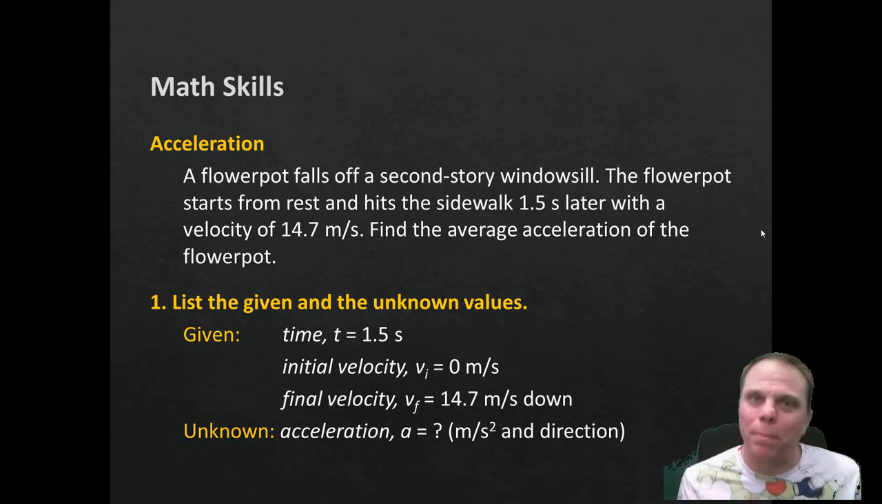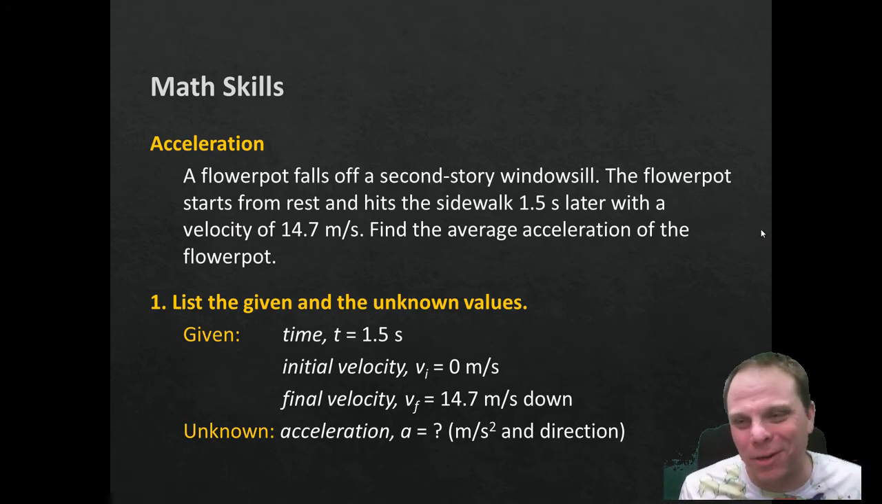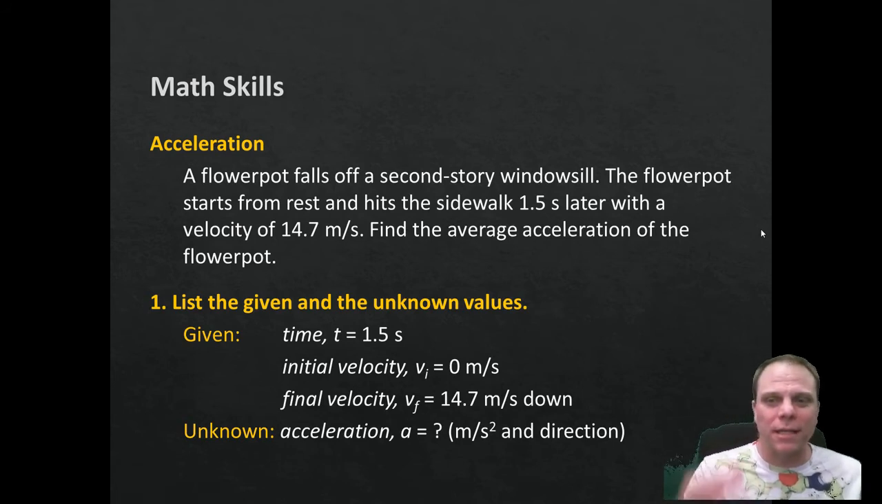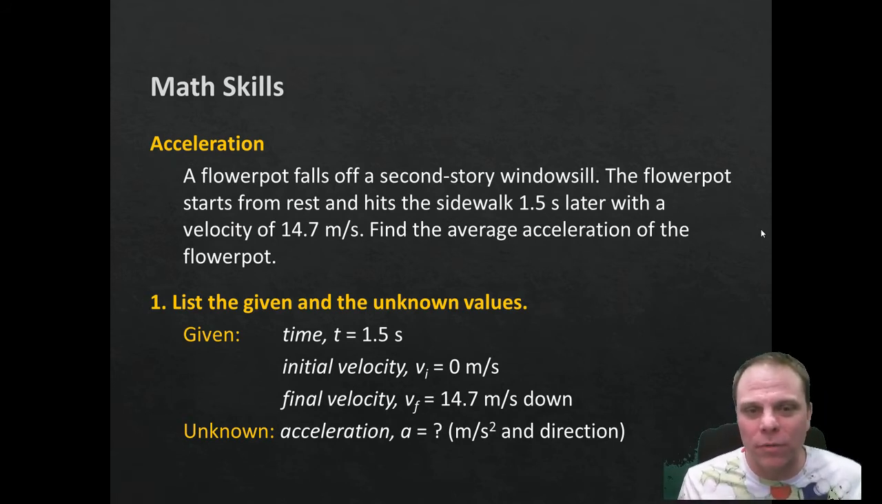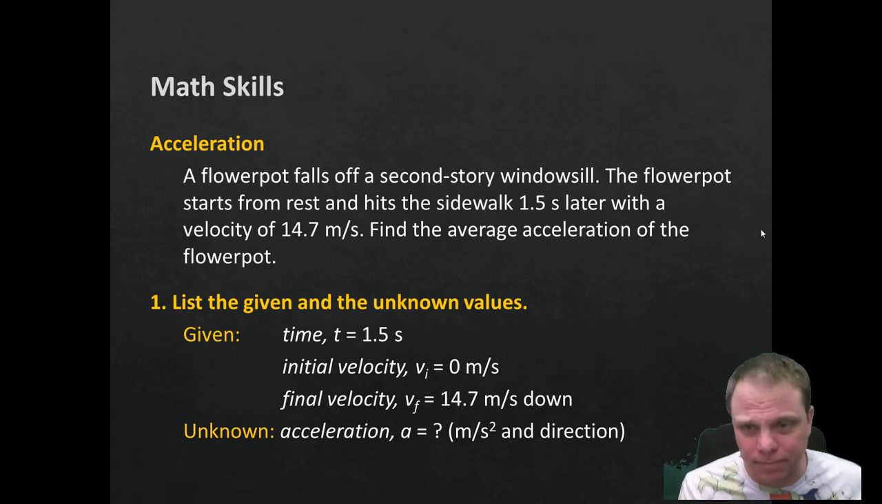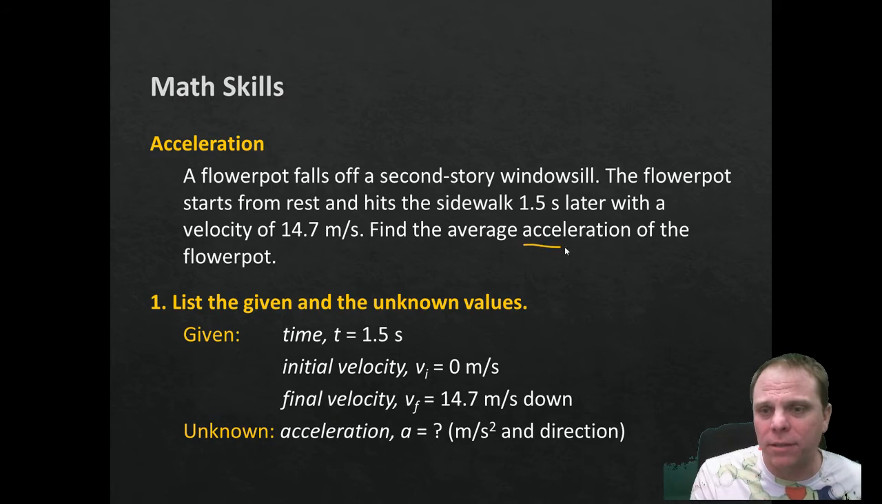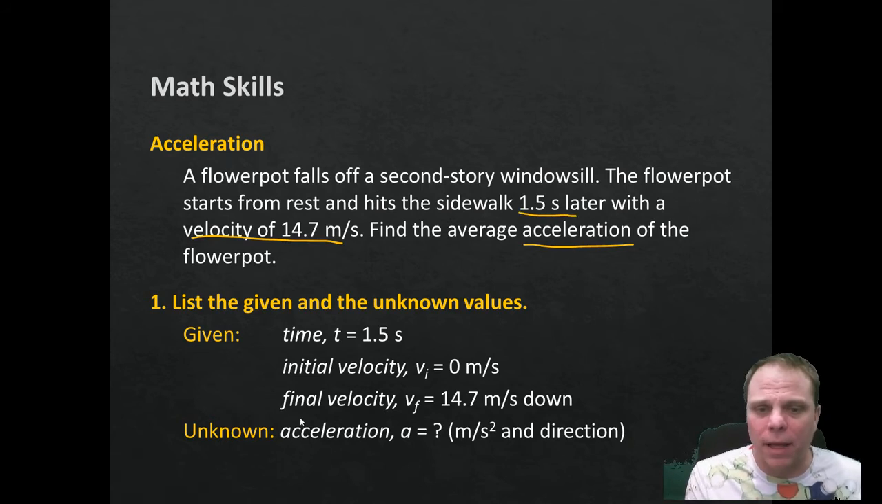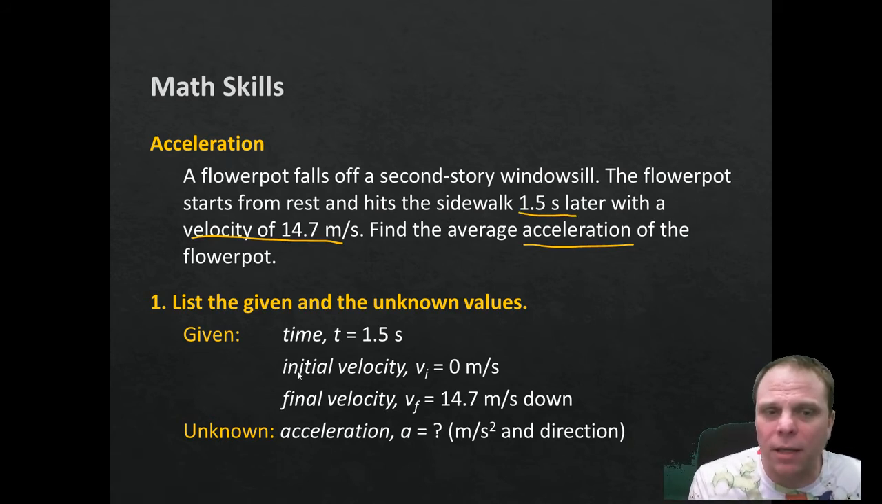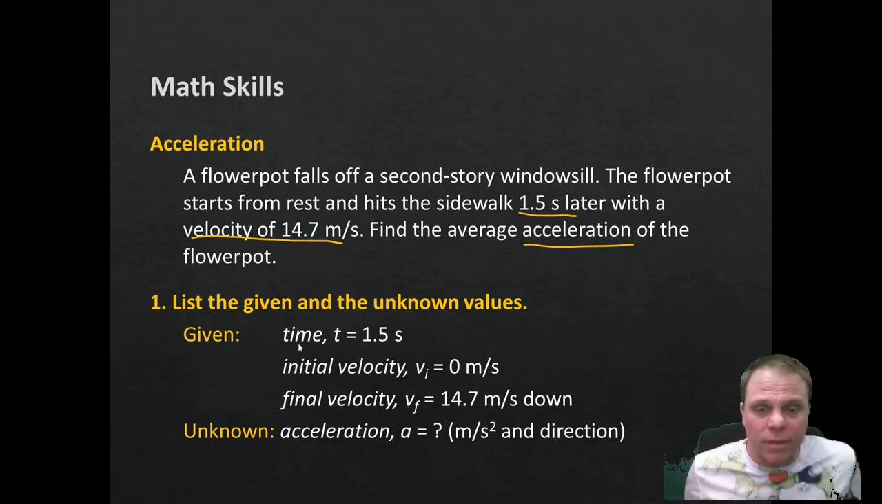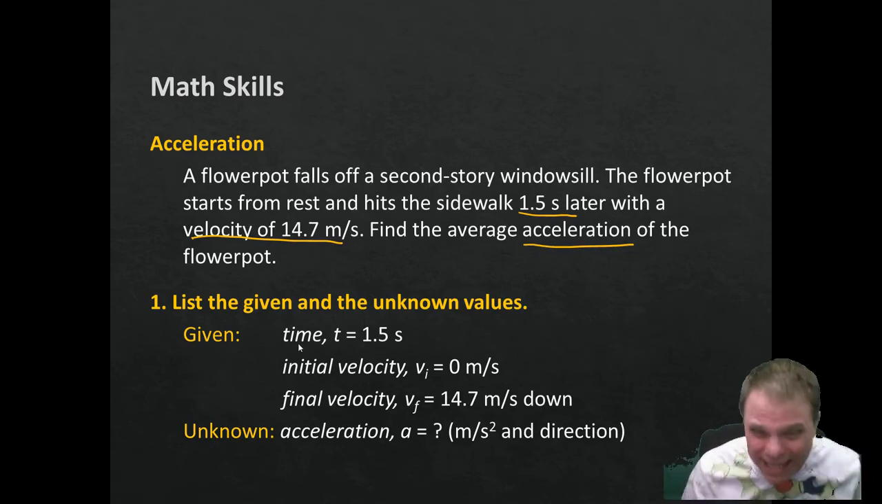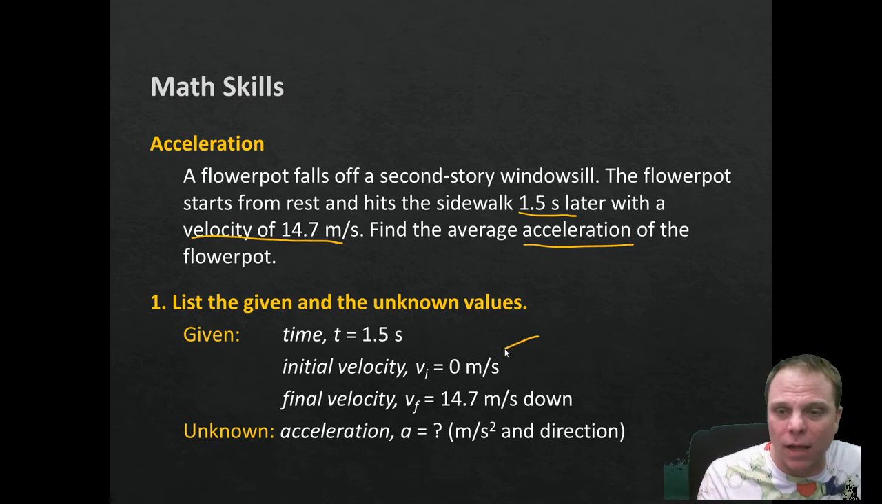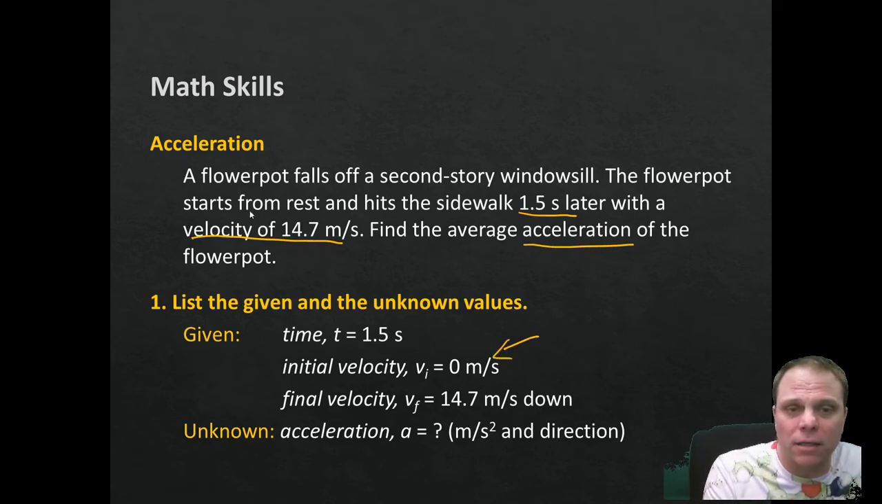Flower pot falls off a second-story windowsill. Flower pot starts from rest and hits a sidewalk 1.5 seconds later with a velocity of 14.7 meters per second. Find the average acceleration of the flower pot. So we're finding acceleration, and we have to think about what we're given: velocity and time, right? And the other thing that we are given, but you don't see that we're given, is the initial velocity. Because why? It starts from rest.